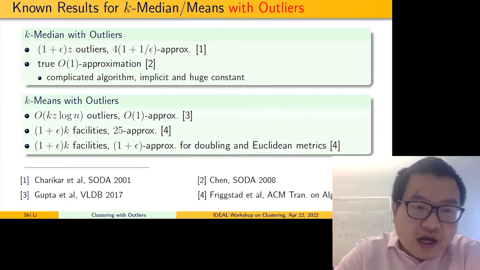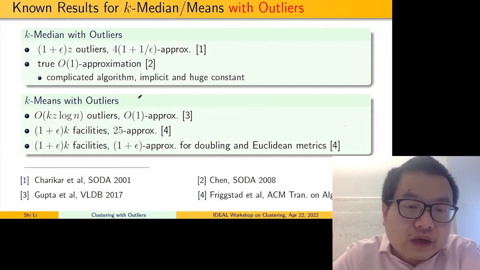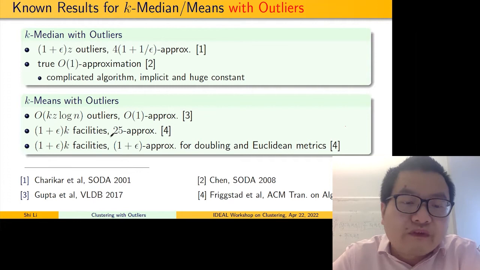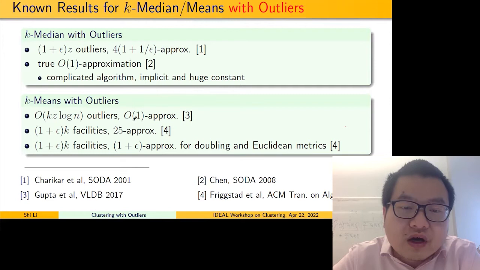And for K-means with outliers, we did not know any true approximation algorithms before our work. So there are algorithms that achieve constant bicriteria approximation, either by violating the number of outliers or by violating the number of facilities we open. For example, Gupta showed that you can achieve a constant approximation by having order KZ log n outliers. So the number of outliers will be a factor of K times log n more. So they assume K is a very small number.